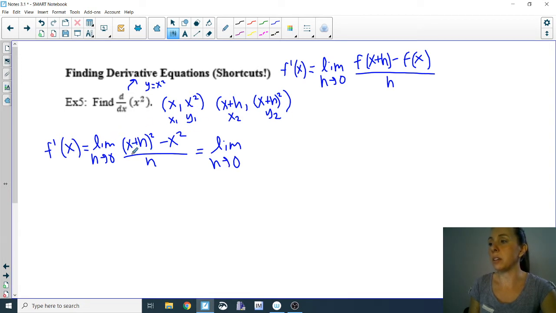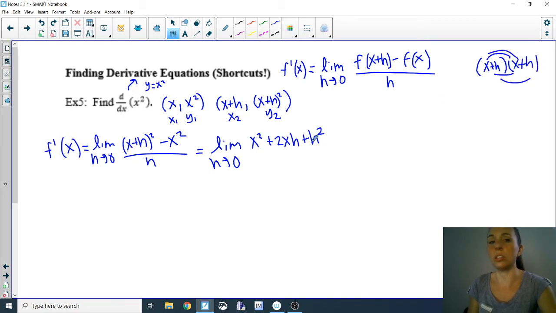And let's expand the quantity x plus h squared. That's x plus h times itself. We've talked about that a lot. I hope we're comfortable with this. X plus h quantity squared would be x squared plus 2xh plus h squared. If you need to do this off to the side to confirm that, go ahead and do that. But that's what you should get out of that. Bring along the minus x squared and all divided by h.